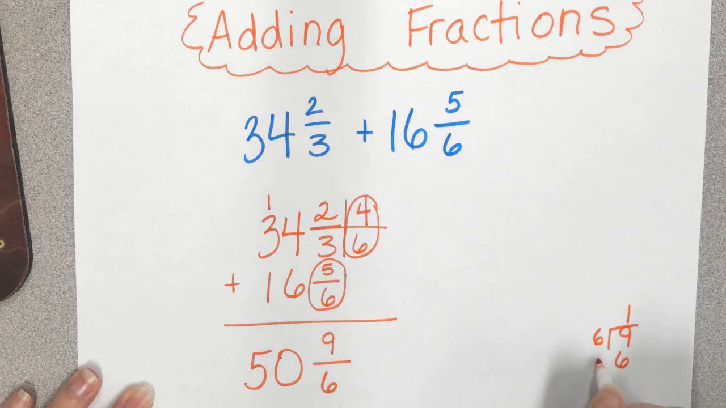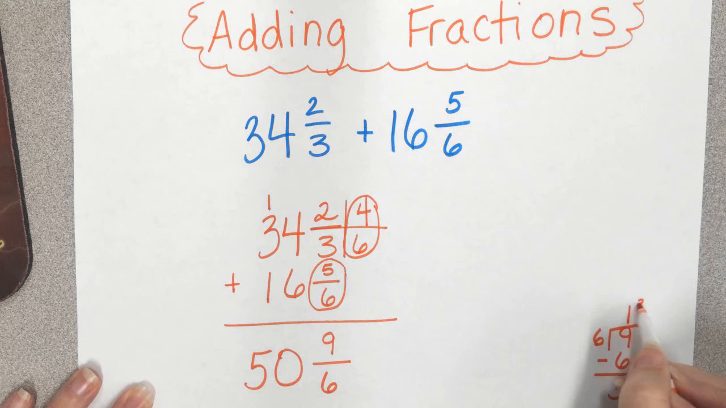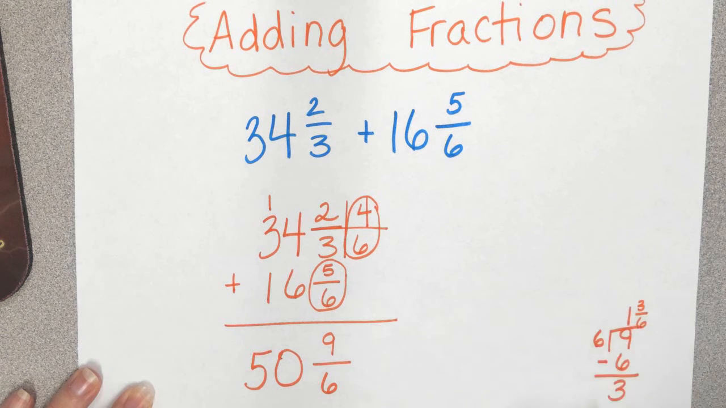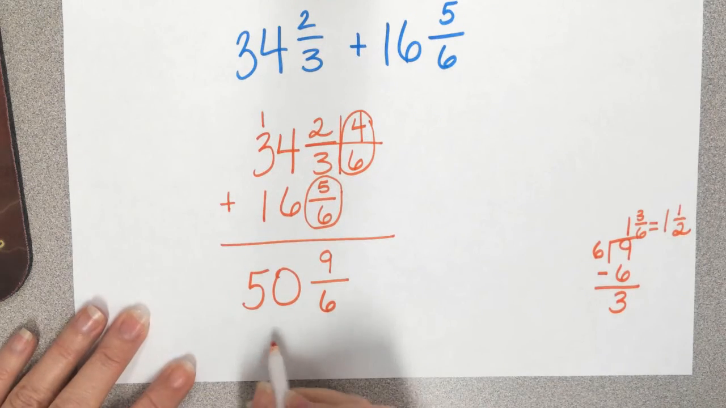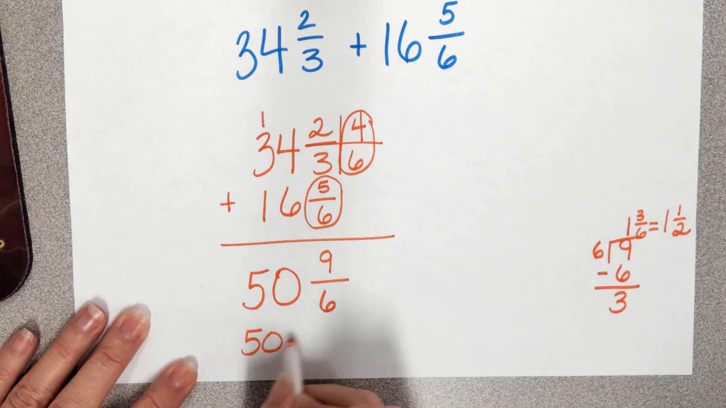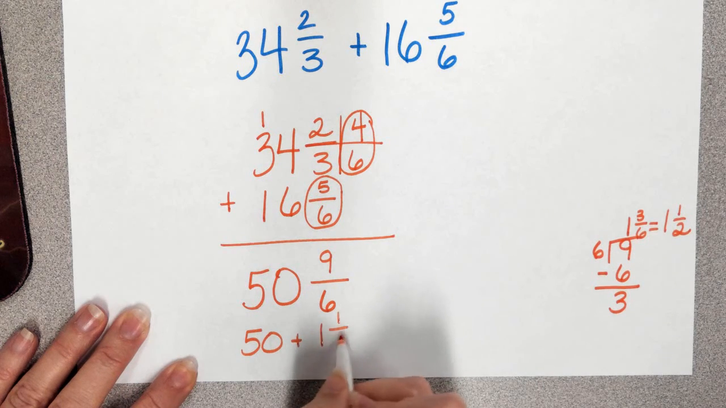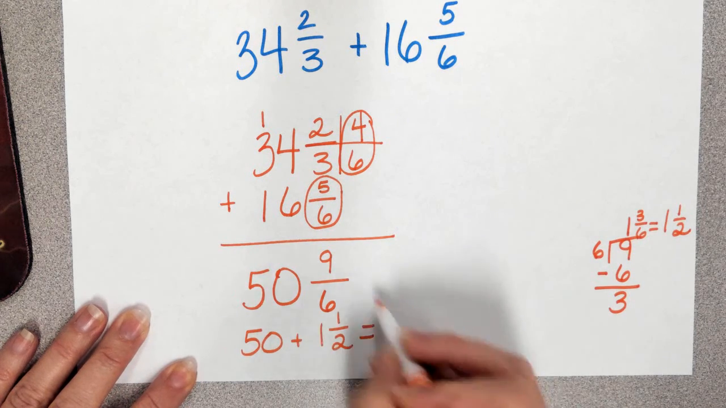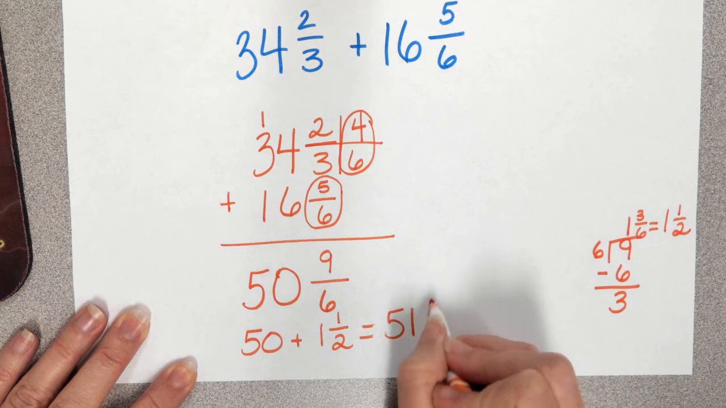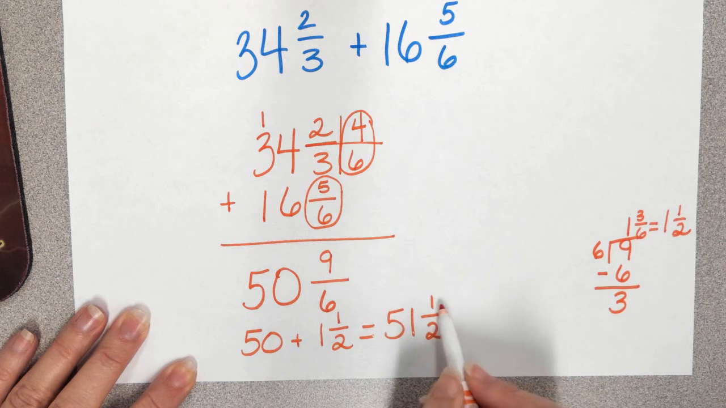Multiply 1 times 6 is 6. And when you subtract, you have 3 leftovers. You have 1 and 3/6. Or I know that 3 is half of 6, so that's really 1 and 1/2. So then I know that 9/6 is 1 1/2. So really now all I'm doing is taking 50 plus 1 1/2. 50 plus 1 1/2 is 51 1/2.